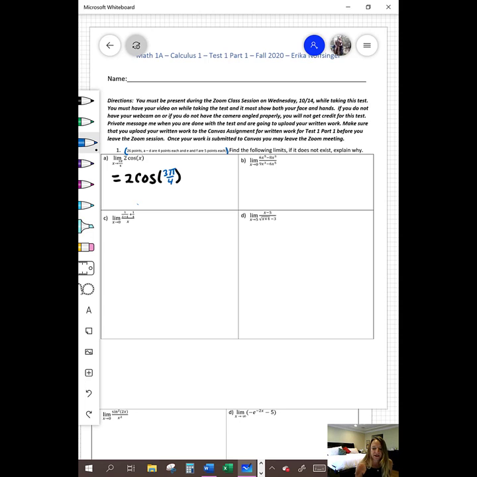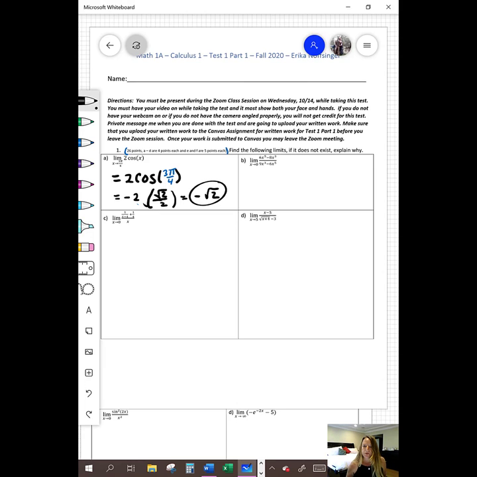3 pi fourths gets us into the second quadrant. Our reference angle is pi fourth. Cosine in the second quadrant is negative, and so this is equal to 2 times cosine of 3 pi fourths, which is negative root 2 over 2. Oops, I already put my negative out there, don't need it twice. So then the 2's cancel, and this is equal to negative root 2.